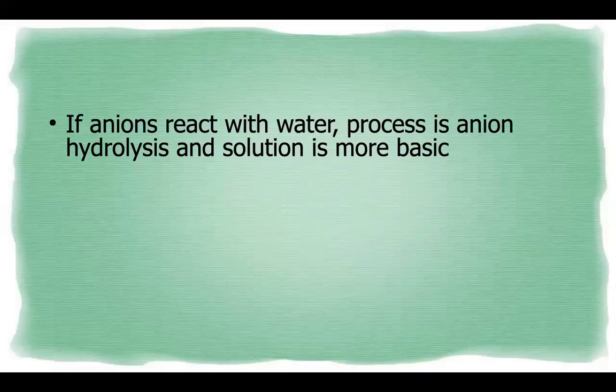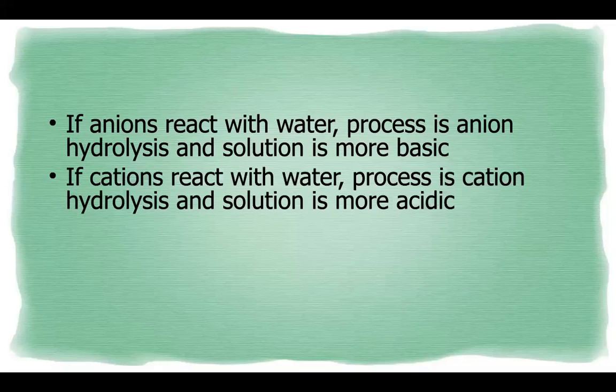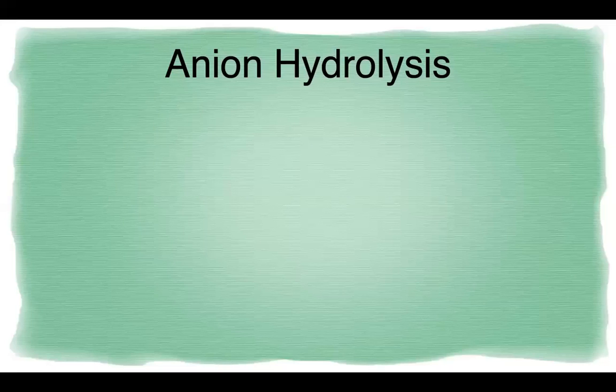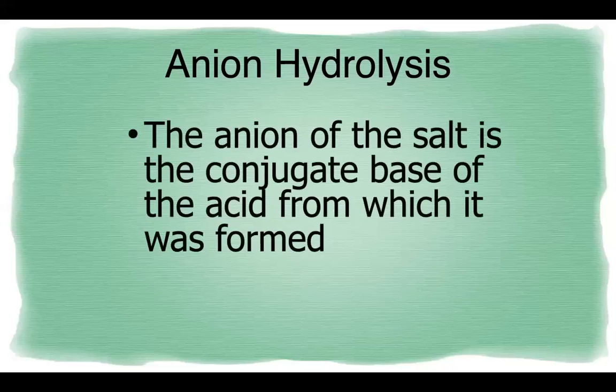If the anions react with water, the process is called anion hydrolysis, and the solution is more basic. If the cation reacts with water, the process is called cation hydrolysis, and the solution is more acidic. So let's look at anion hydrolysis. The key of hydrolysis is understanding how conjugates work. The anion of the salt is the conjugate base of the acid from which it was formed.